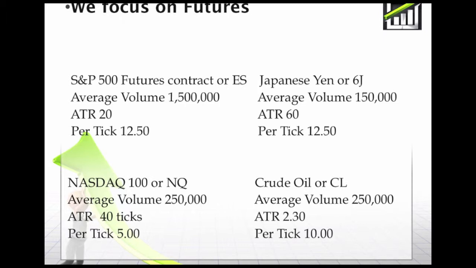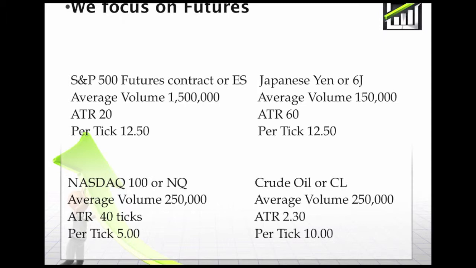NASDAQ 100, these are the largest momentum style of stocks. These are the Googles, the Facebooks, the Netflix, the Amazons, those types of companies that we're all familiar with that tend to be growing at a fast rate. And then crude oil. Crude obviously is extremely important because everything is tied to the US dollar, since when you buy or sell crude, you've got to buy it in US dollars, but crude oil really is the world currency.